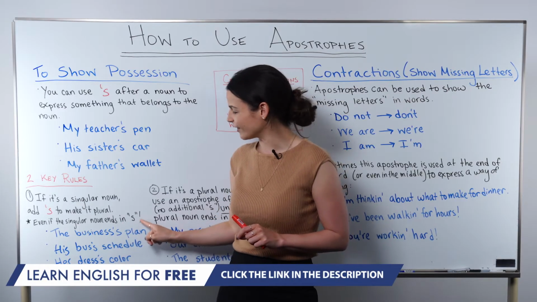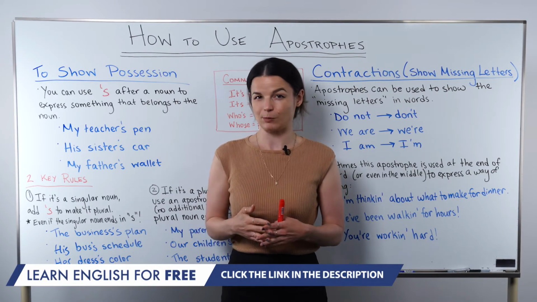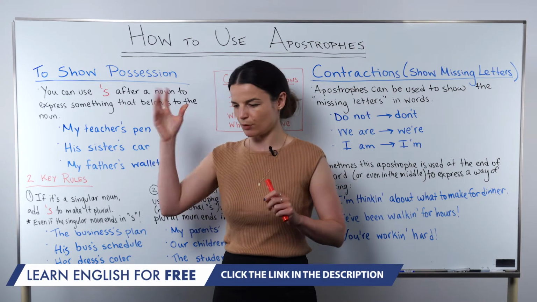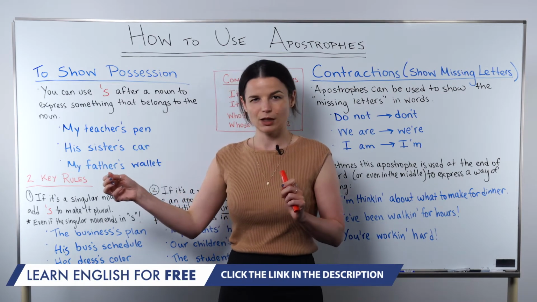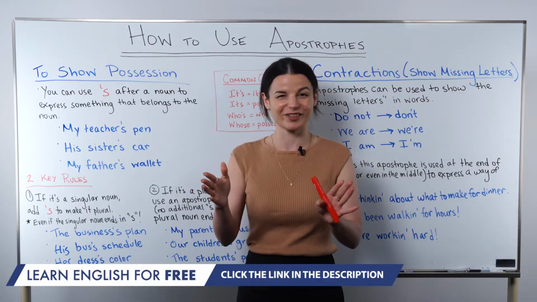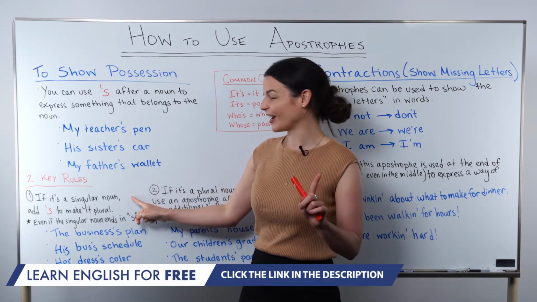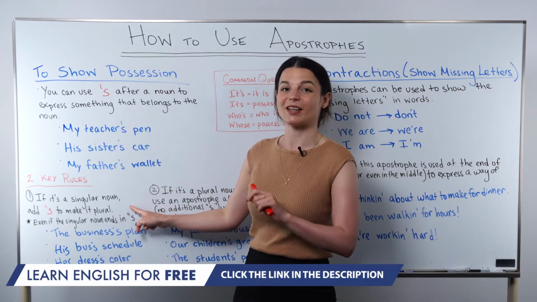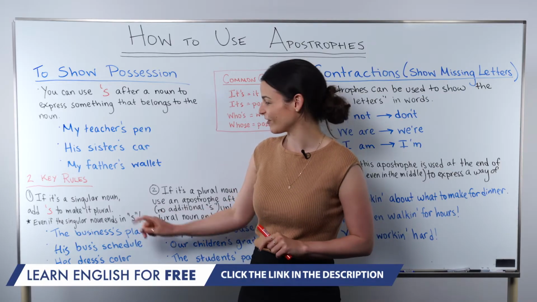So this part right here is sometimes confusing even for native speakers. You learn sometimes I shouldn't put another s after the noun. When should I do that? I don't know. So this is the rule. If it's a singular noun, add apostrophe s. So let's look at some examples of this.